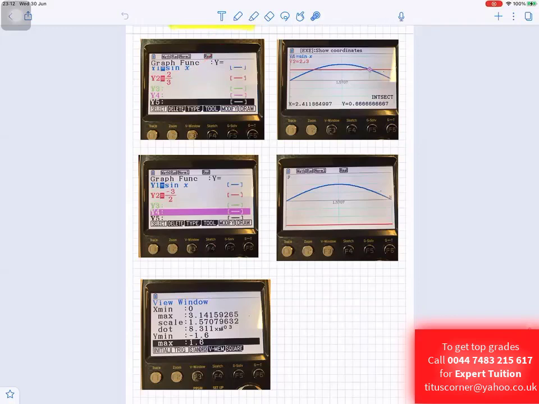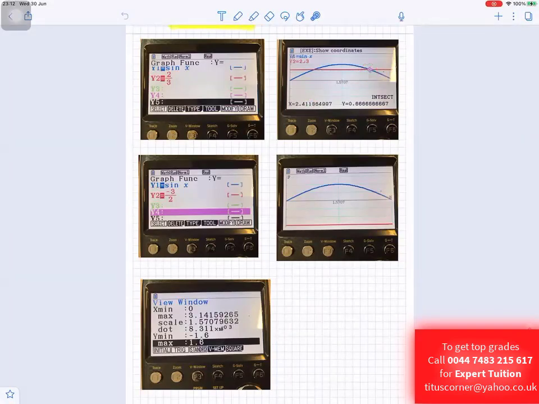So y equals sine x between 0 and pi, you would have the blue curve, and y equals 2 over 3. You want to find where they meet. So that's one point where they meet. That gives you the 2.41, the other answer. That's the point where they intersect.